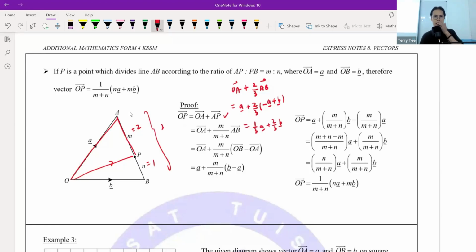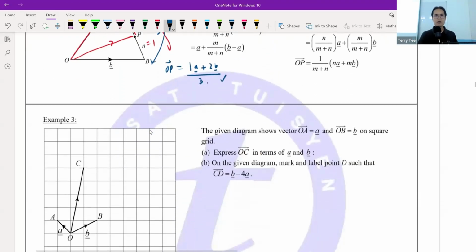Yeah, you can use this shortcut. The shortcut formula looks like this, everyone. We go OP equals to 1 multiplied by OA plus 2 multiplied by OB divided by total ratio 3. So you notice the same, right? This is a lot faster, but usually in exam we use the long way, the standard way. But it's a good method, a good way to quickly check your answer.